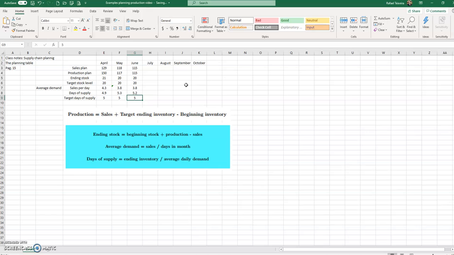Okay, so this is how you compute the planning table. I ask you to compute all the other months so you can practice, and take notes of any questions you might have, and then we can talk in class.